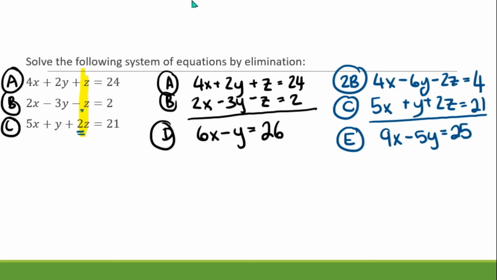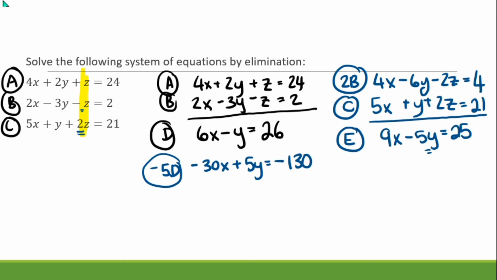I don't think I'm going to use the 6 and the 9 in the x's. I think I'm going to eliminate with the y's. So what I'm going to do is multiply equation D by negative 5. Why I'm doing that is that multiplying negative y by negative 5 will make positive 5y, and that will eliminate nicely with the negative 5y in equation E. So we're going to make negative 30x plus 5y equals 26 times negative 5, negative 130.